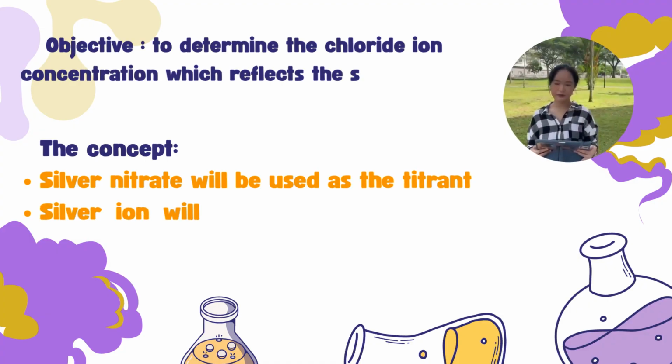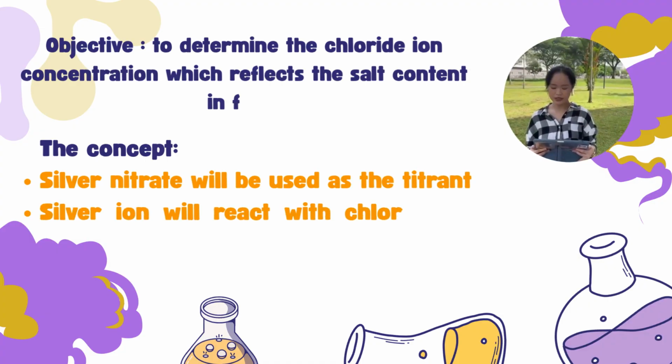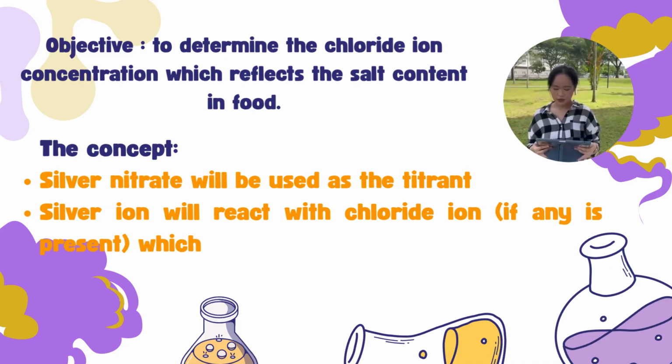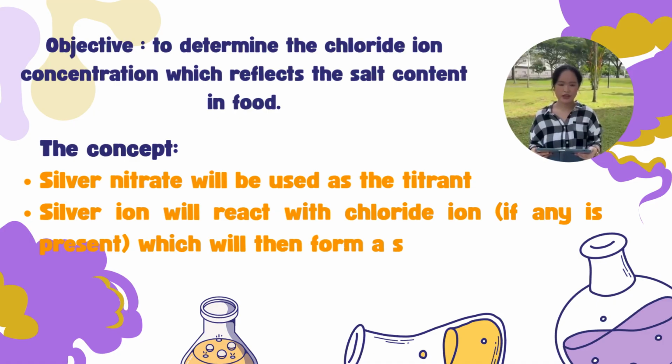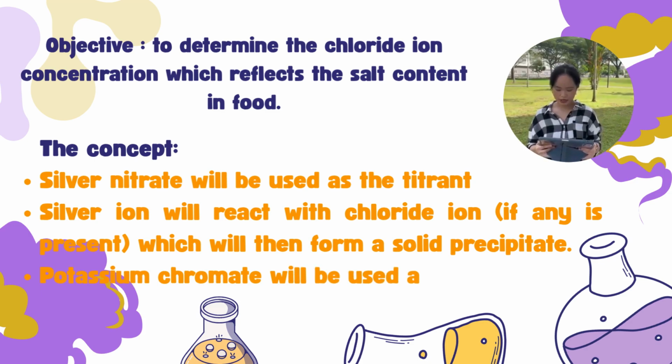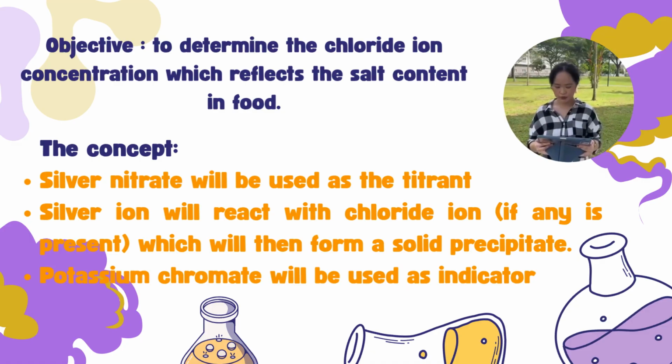The concept for this experiment is that we will be using silver nitrate as the titrant. The silver ion will react with the chloride ion, if any is present in the solution. If chloride ion is present, there will be a solid precipitate in the end product. To know where the endpoint is, we will be using potassium chromate as the indicator.